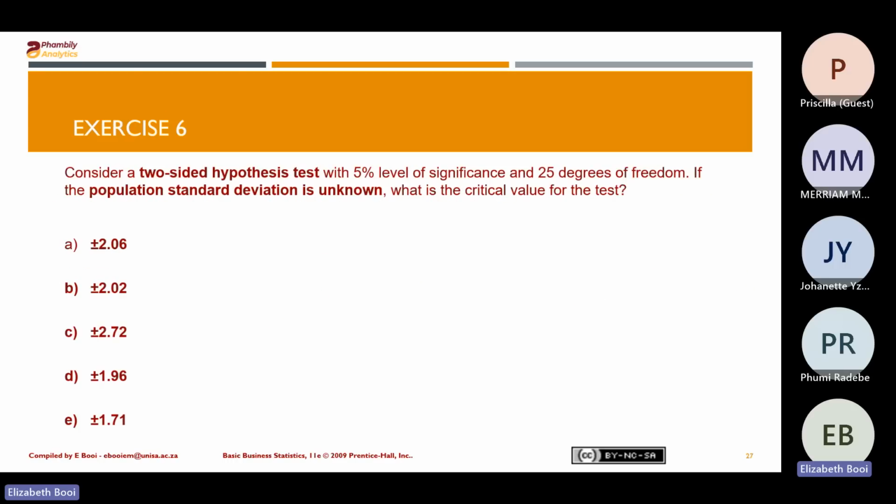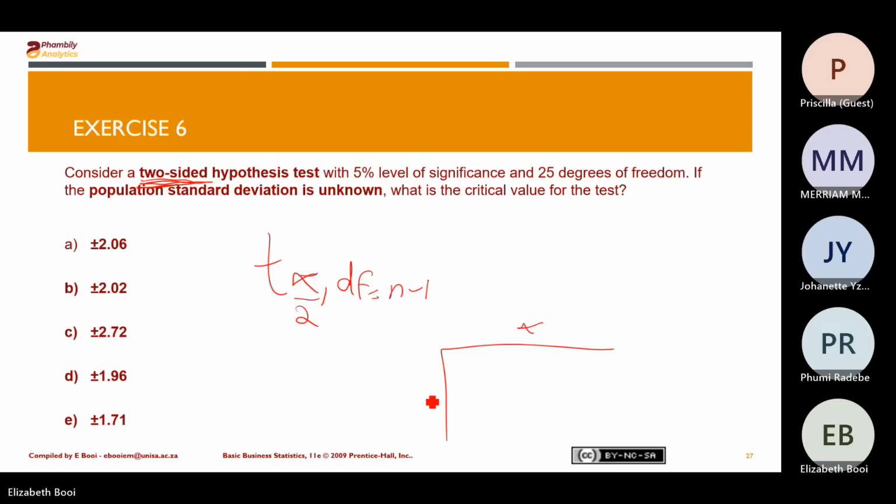Also on this one, they're asking you to find the critical value of T. So on this one, you will find T alpha and the degrees of freedom. But you also need to be very careful. It says two-sided. So you will have to divide your alpha by 2 and your degrees of freedom is n minus 1. And then you go to the table and look for the alpha value at the top and you look for the degrees of freedom on the side where they both meet. That would be your critical value.